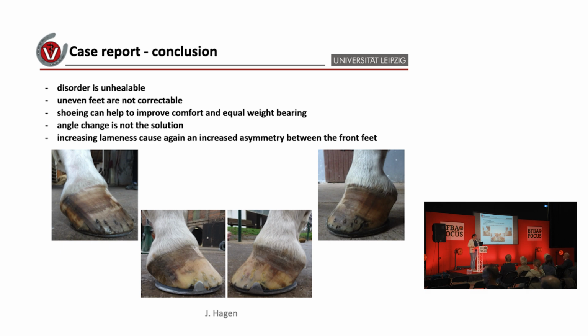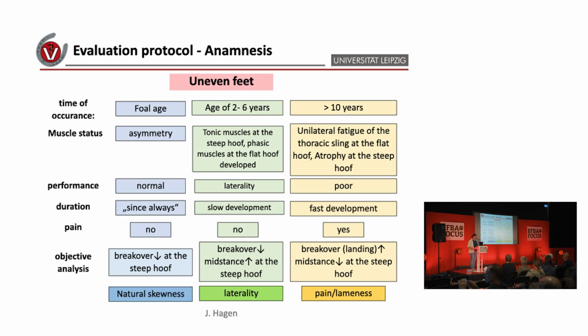Okay, since you don't have your pressure sensors with you, I developed a little protocol for how you can approach your clients. Usually if you have horses with uneven feet, I ask them for the time of occurrence. Is it since the foal? Is it coming in the age between 2 and 6? Is it since the horse is older? We check the muscle status. Is it very asymmetrical? Do you see, for example, a laterality with more tonic muscles on one side and more phasic on the other? Or do you see, for example, a unilateral fatigue of an overloaded bearing limb because of pain and relief posture?